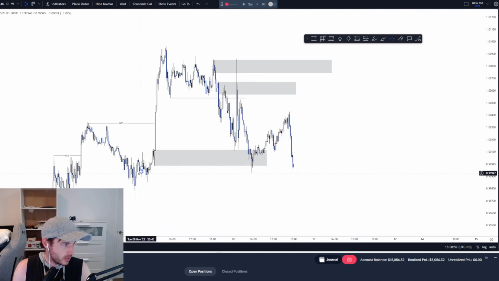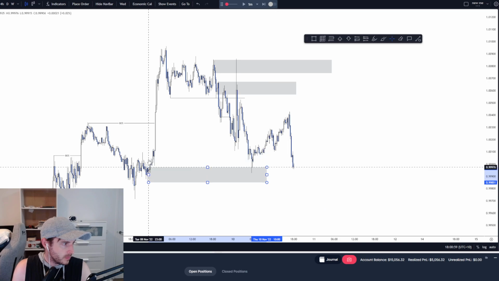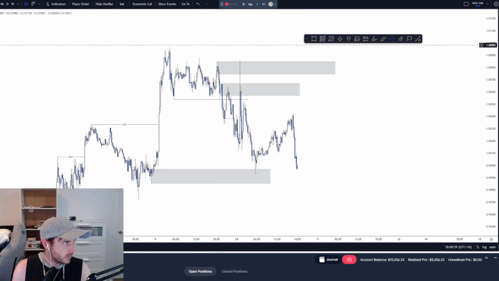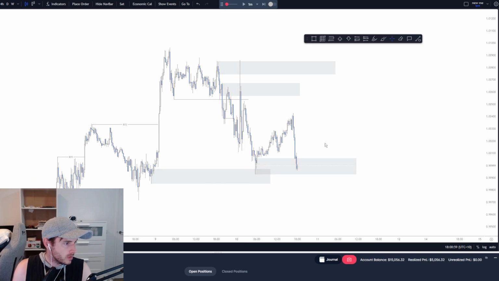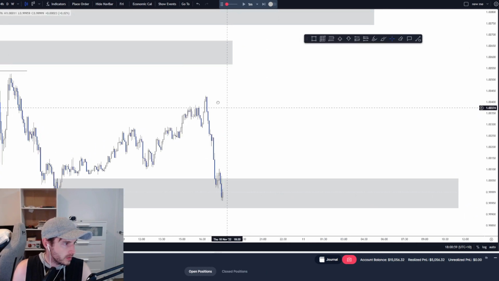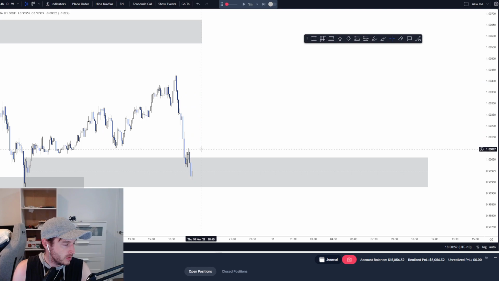Okay, looks like it's mitigated our overall zone. And then price has now done really well to hold that. And now it's sitting in there during start of London. So now we should be looking for buys. There's definitely a fake break liquidation within here. So we should definitely be looking for buys at this point.